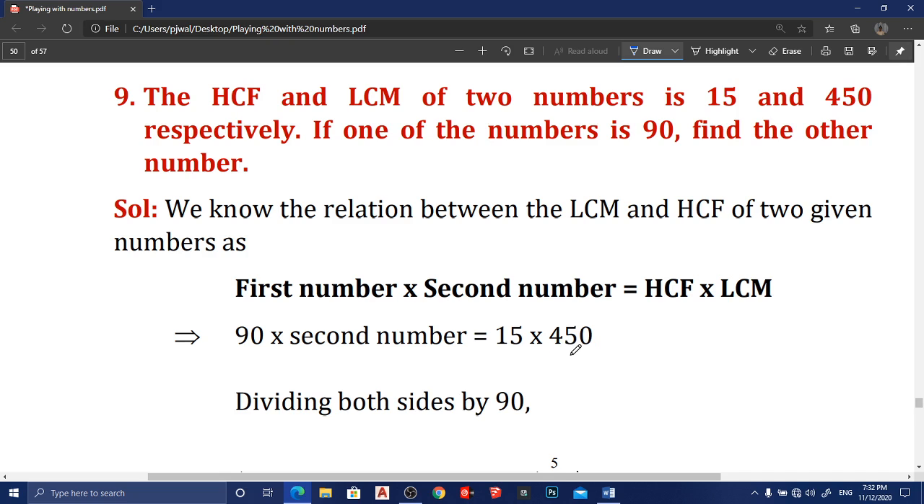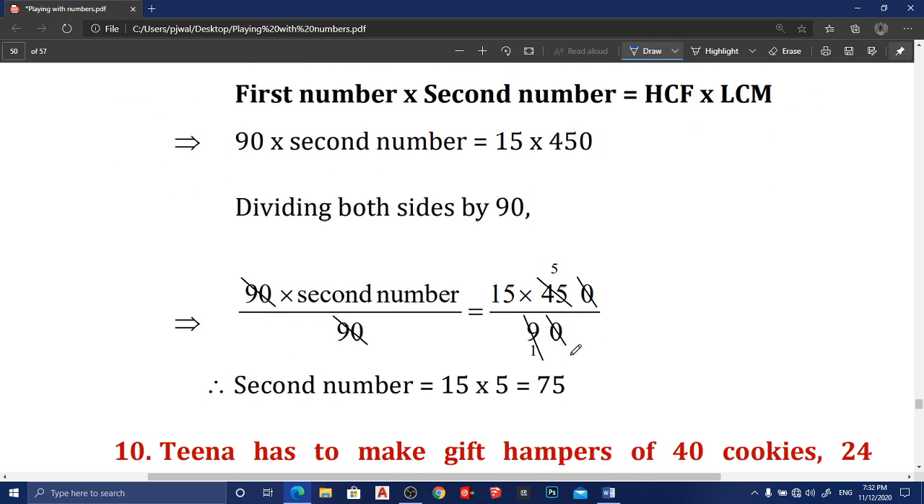Okay, now how can you find out the second number? First divide both sides by 90. Now I want only the second number here, that's why I want to remove 90 on the left side. That's why I am dividing both the sides by 90 here.